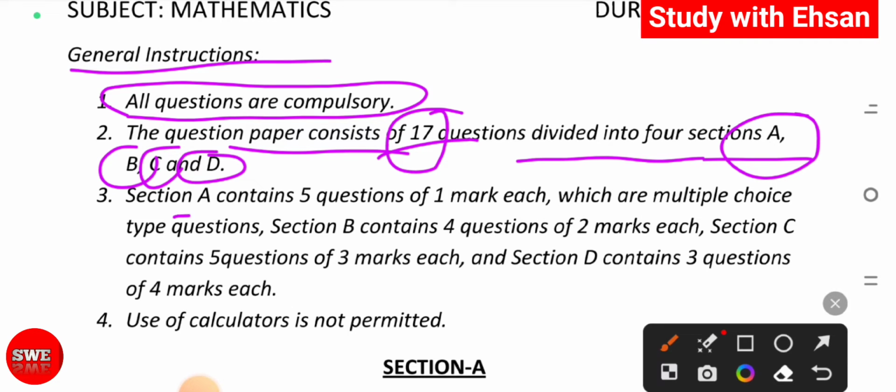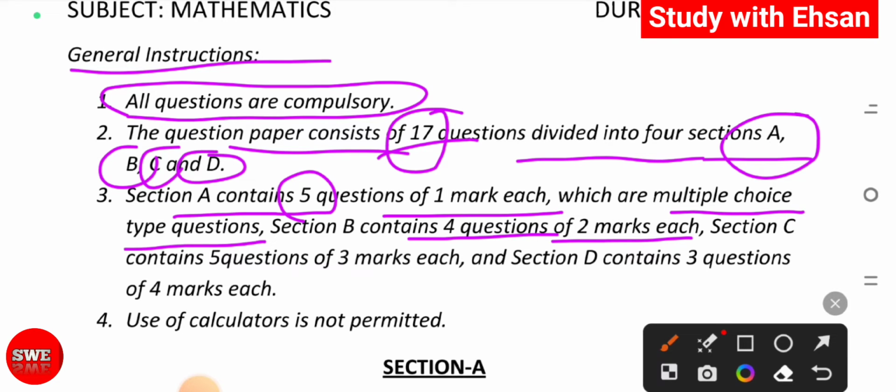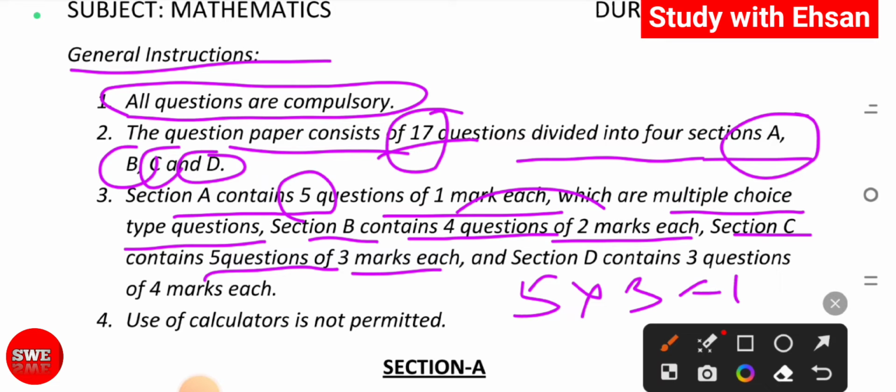Instruction 3, section A contains 5 questions of 1 mark each. Yes, 5 questions are there in section A, and each question is of 1 mark, which are multiple choice type questions. And section B contains 4 questions of 2 marks each. That means section B is of 8 marks, 4 multiplied by 2. Section C contains 5 questions of 3 marks each. That means 5 into 3, section C is of 15 marks. And section D contains 3 questions of 4 marks each. That means section D is of 12 marks.